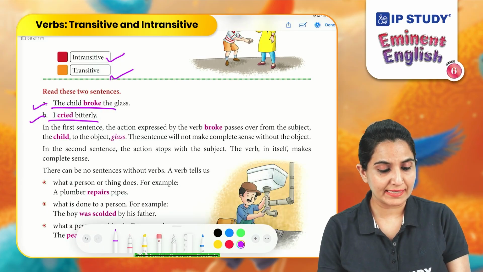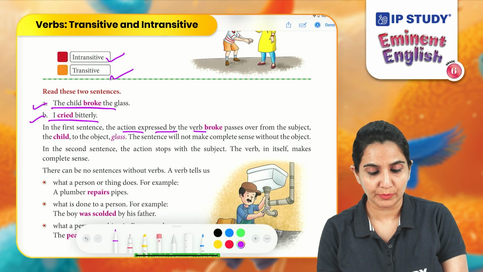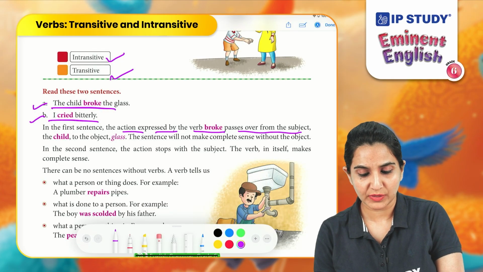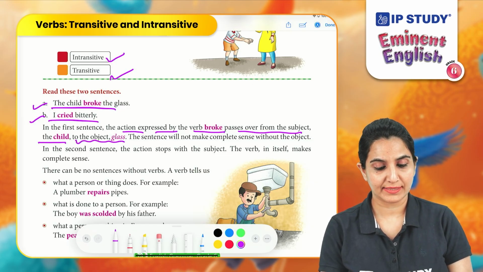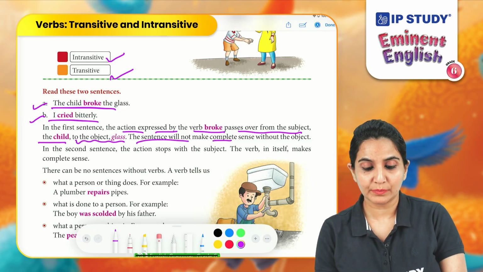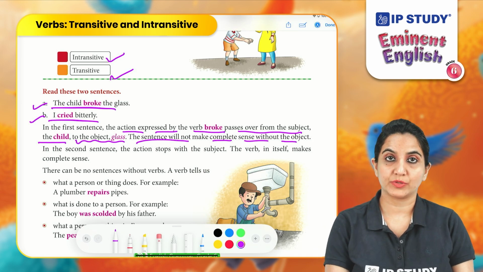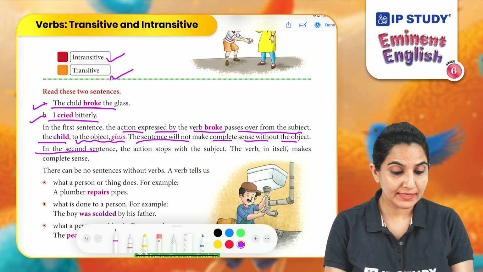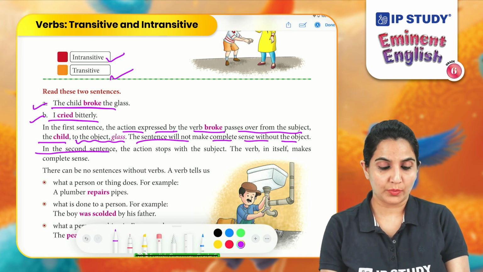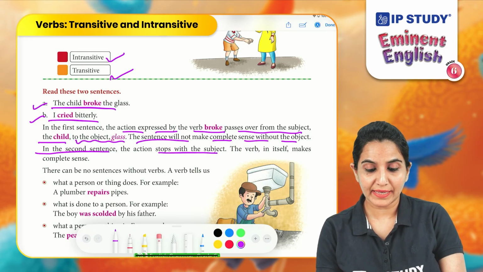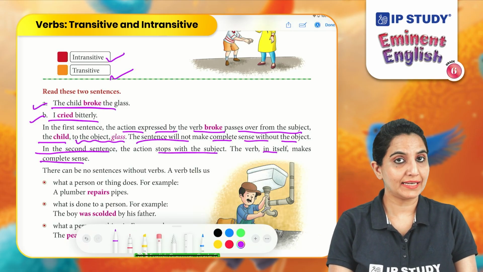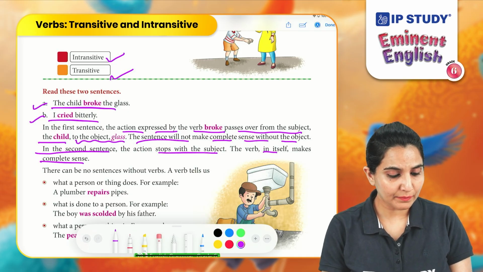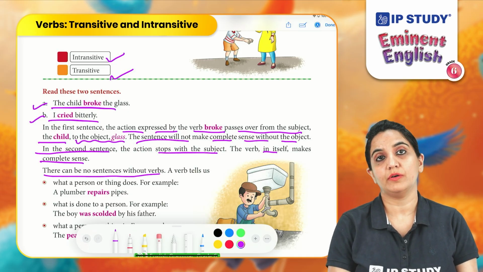In the first sentence, the action expressed by the verb broke passes over from the subject, the child, to the object, glass. The sentence will not make complete sense without the object. In the second sentence, the action stops with the subject. The verb in itself makes complete sense, like I cried bitterly. There can be no sentences without verbs.